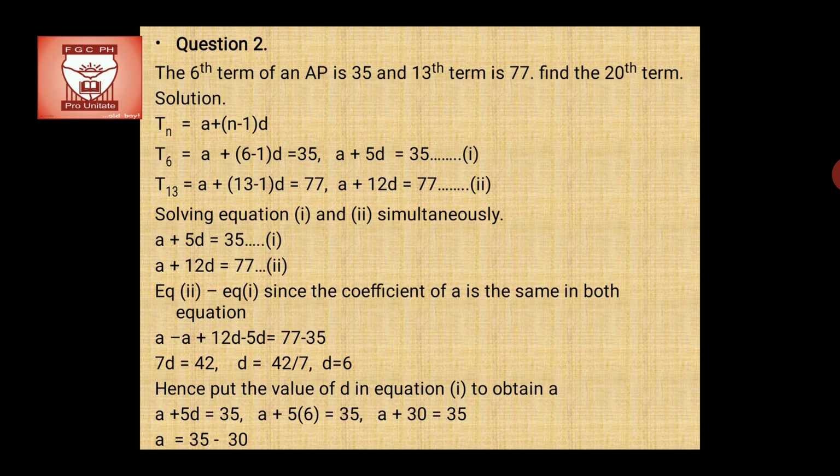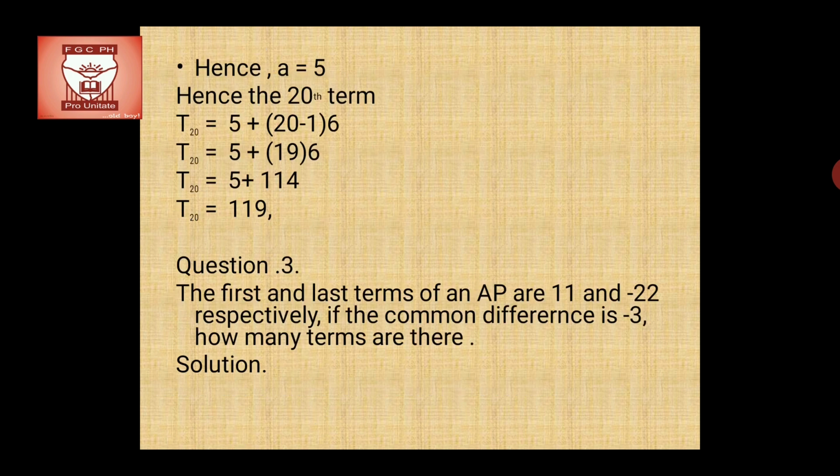When we do that, we solve from A plus 5D equals 35. We have A plus 5 multiplied by 6, equals 35. If we open the bracket, we have A plus 30 equals 35. Solving for A, we have A equals 35 minus 30. You can see that the value of A is equal to 5.